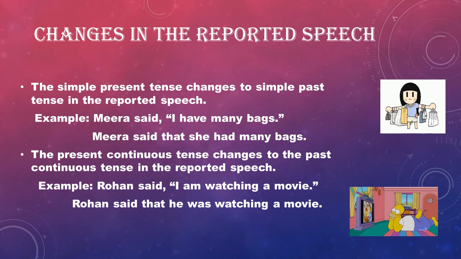We'll move further. The present continuous tense changes to the past continuous tense in the reported speech. For example, Rohan said, "I am watching a movie." Here, the tense of the reported speech is in the present continuous form. To change it into past continuous, we will say, Rohan said that he was watching a movie. Pretty easy to understand.